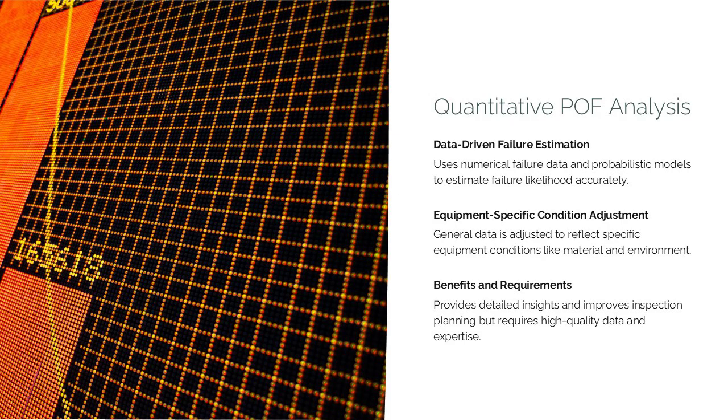Quantitative POF analysis uses numerical failure data, probabilistic models, and statistical distributions to estimate the likelihood of failure. This approach may utilize equipment-specific failure histories or broader industry, company, or manufacturer databases when specific data are unavailable. General data are often adjusted to reflect equipment-specific conditions such as material, environment, damage mechanisms, and inspection effectiveness.